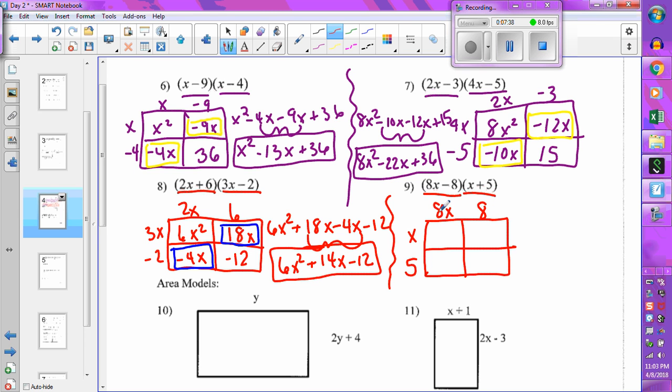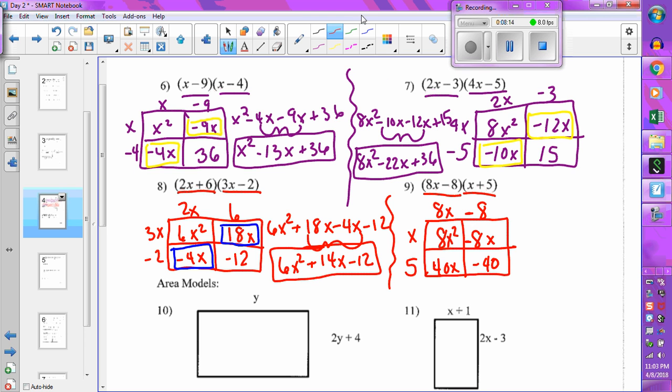So we're going to multiply the 8x times x. So that's going to give me 8x squared. Okay. Then we're going to multiply here where we have 8 times x, which is going to give me 8x. Oh, you know what? I forgot my negative sign. Don't forget your negative signs. That's going to give me a negative 8x. And then I'm going to multiply my 8x times my 5, which is going to give me 40x. And then my 5 times my negative 8, which will give me a negative 40.